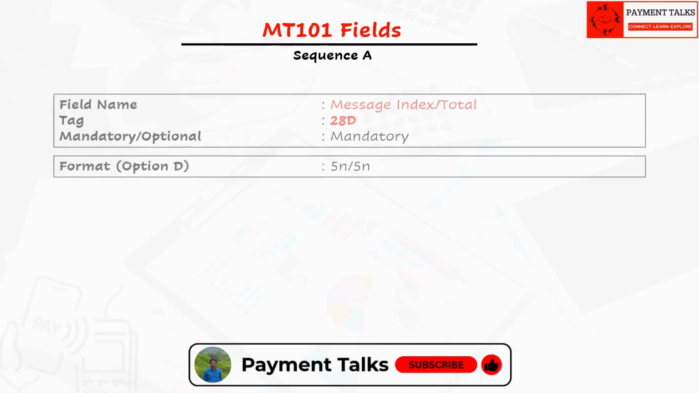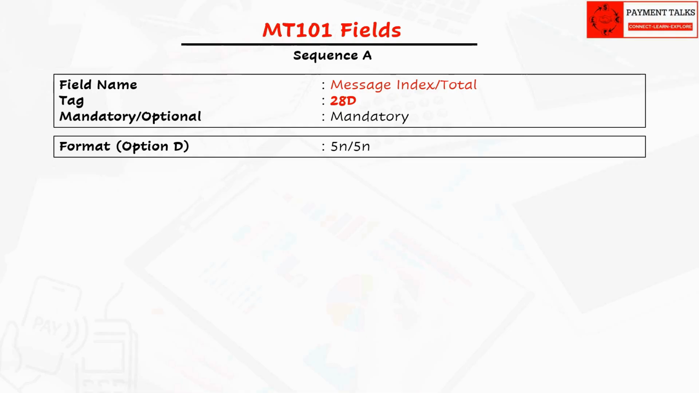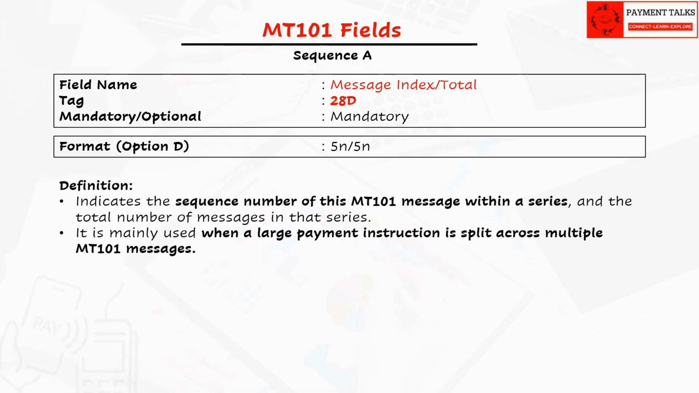The next field is message index upon total, tag 28D. As we saw in previous videos, corporates, due to MT101 constraints, try to send multiple MT101s in a single FIN file. But how does the bank understand that they received all the transactions to process? This is the field that bridges that gap. This field is basically like a page number. This field tells the sequence number of the MT101 in the whole file. Another important attribute is that it will also tell how many total messages are there in the file.